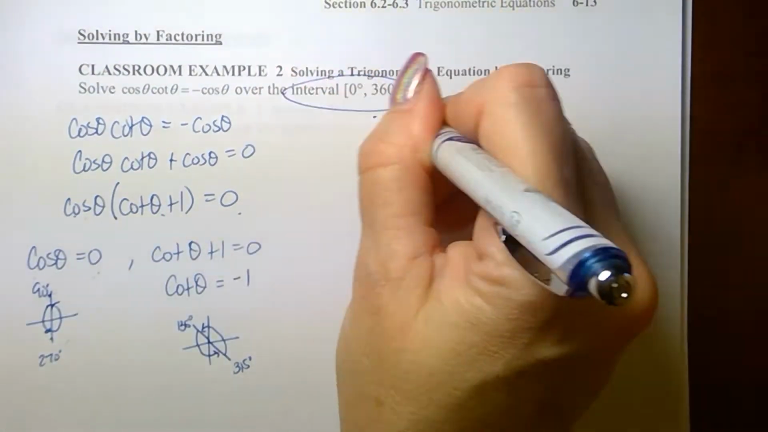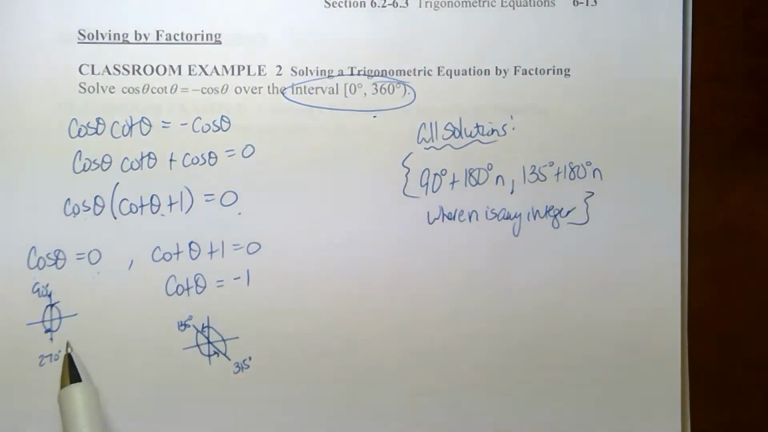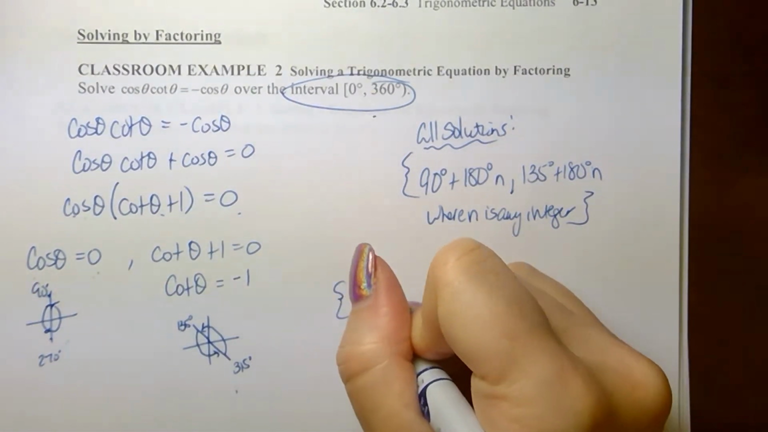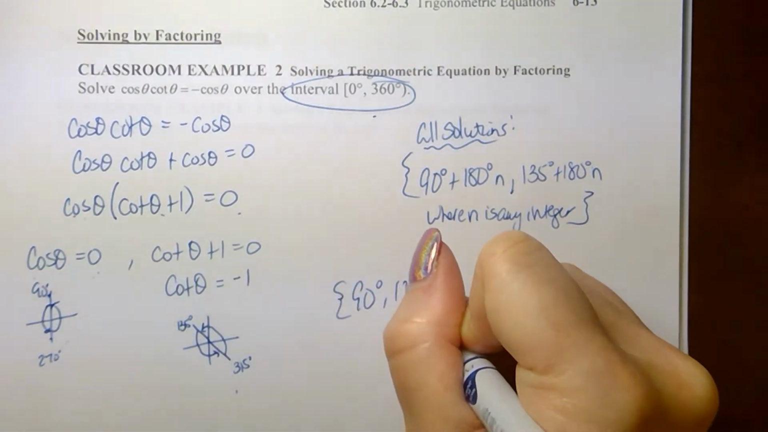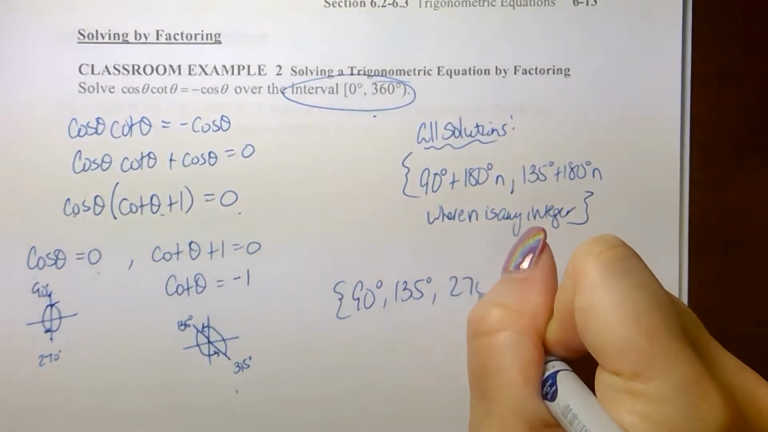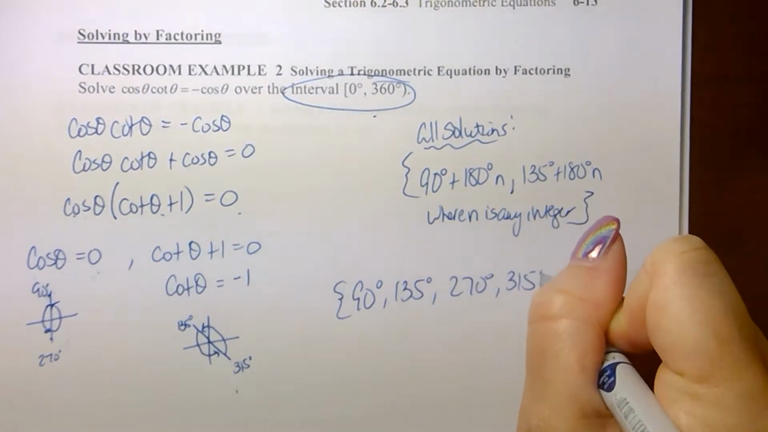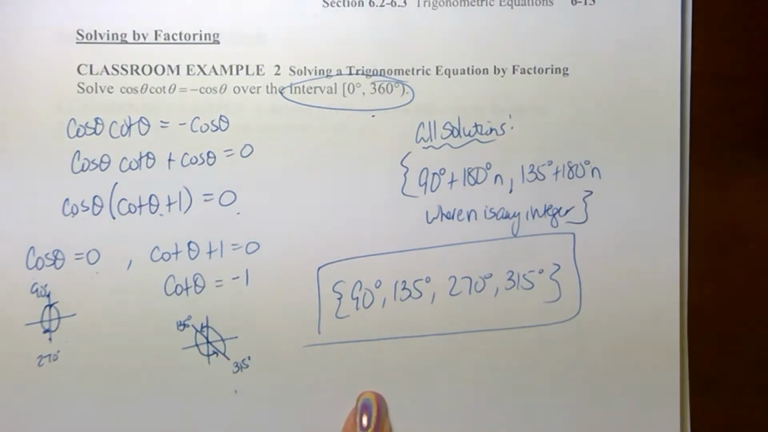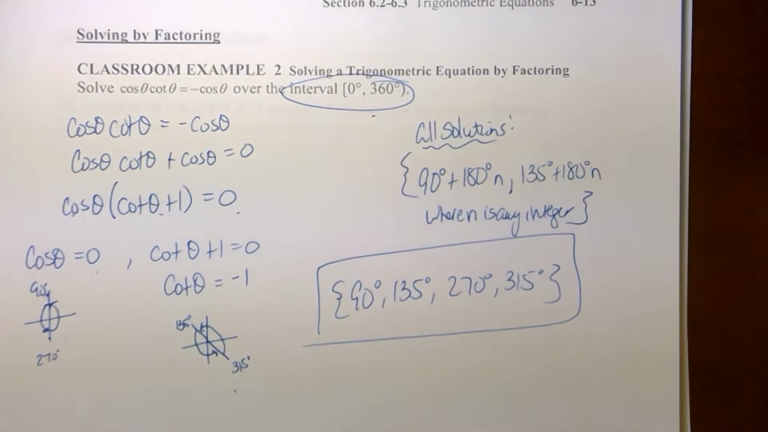I was asked for this interval from 0 to 360. Well, from this factor, I get the 90 and 270. From this factor, I get 135 and 315. So those are the 4 angles within that interval 0 to 360. If I was allowed to keep going, I would have more. But these are the 4 within that interval.